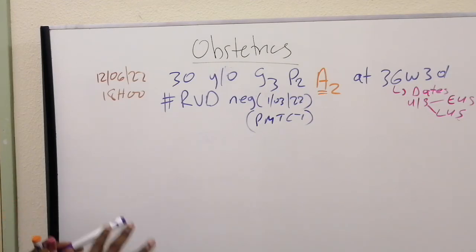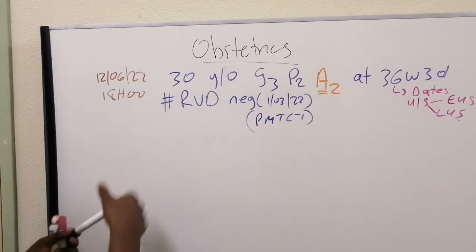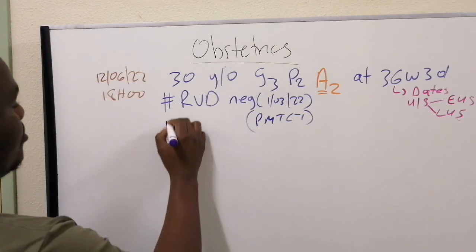A high risk infant receives dual therapy, AZT and nevirapine. The other one, low risk, which is a mom with a viral load of less than 1,000, the baby receives only NVP. So please go and look at that PMTCT protocol. I have it on my channel. So that's the reason why you ask about that.